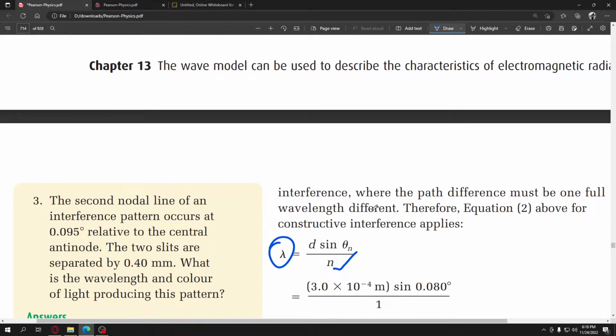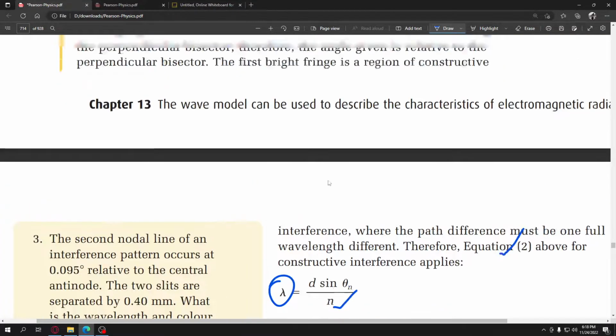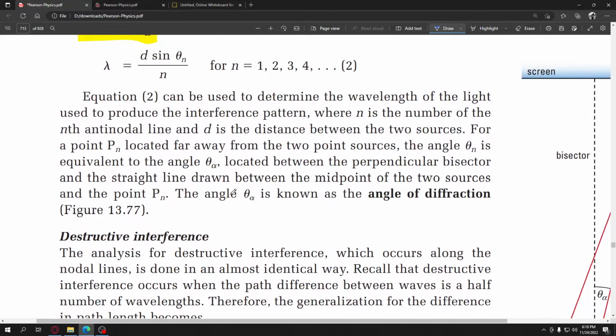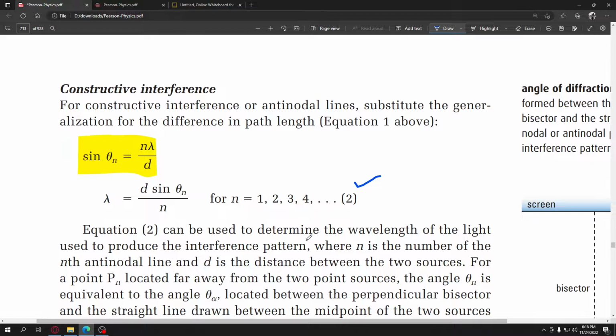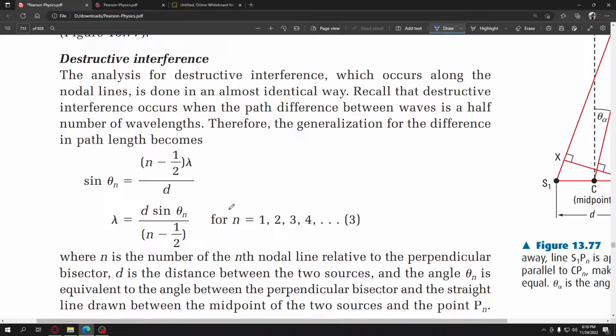Where did we get this? Equation 2 said so. Which one is equation 2? Let's find out. Equation 2 is this: constructive interference happens when sin theta n equals n lambda by d, when n is 1, 2, 3 or 4. Destructive interference happens when sin theta equals (n minus half) lambda by d, and n is equal to 1, 2, 3, 4. Okay?